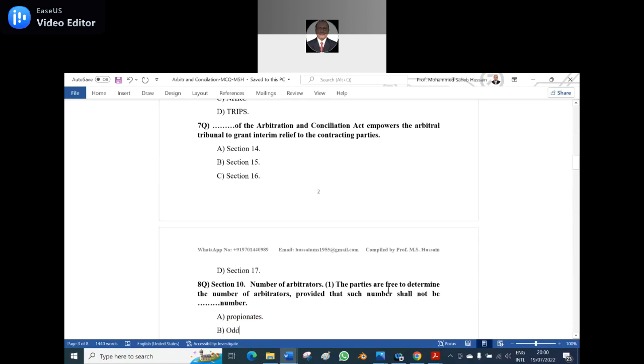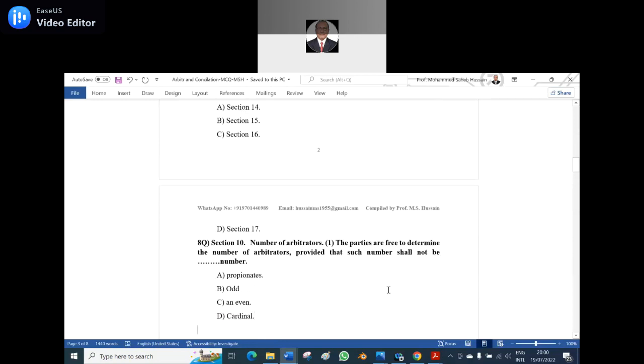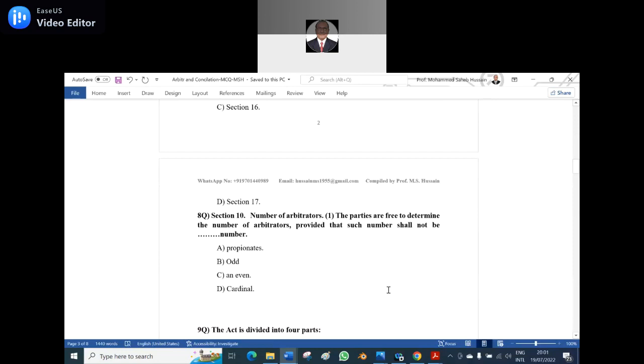Then the eighth question, Section 10, Number of arbitrators. 1. The parties are free to determine the number of the arbitrators, provided that such number shall not be: A. Proportionate. B. Odd. C. Uneven. D. Cardinal. It's option B, odd. Cardinal, sir.